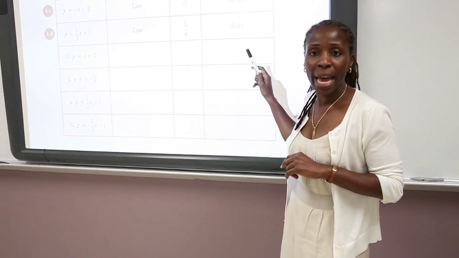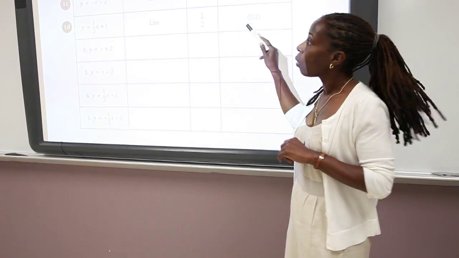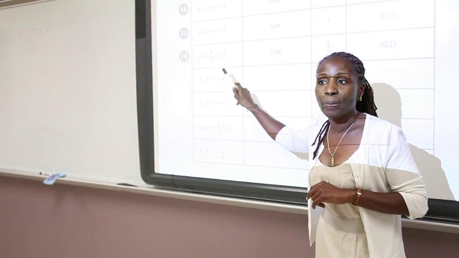What types of patterns do you notice with what we've completed here from 1A through 1D? Akela? It's always a line. Exactly. It's always a line. That's one pattern that we did notice. What is another pattern? Any other patterns that we've noticed?